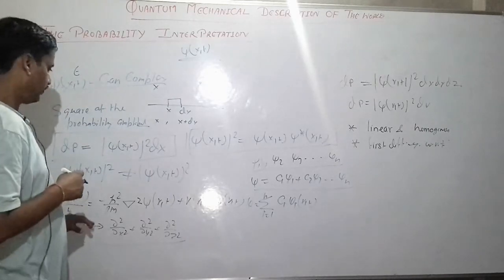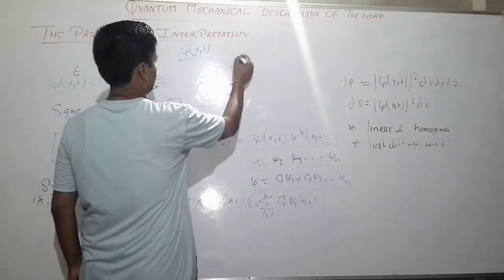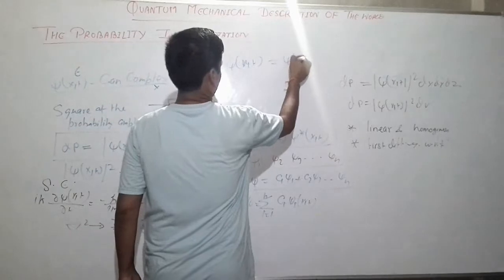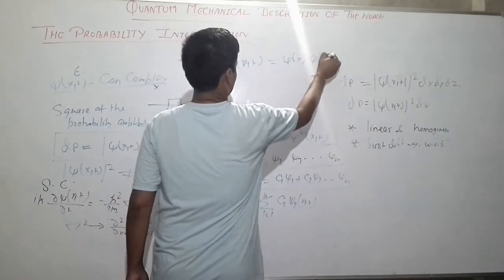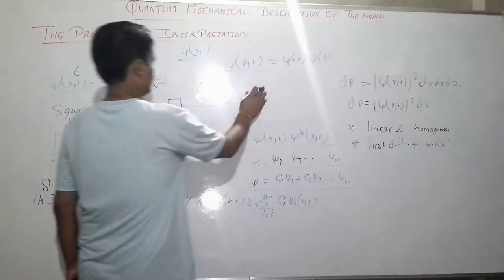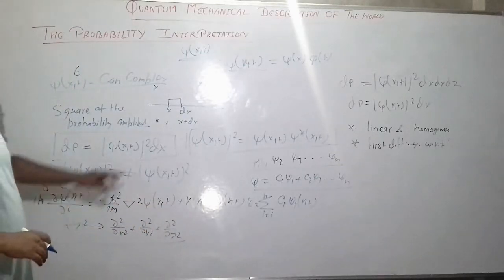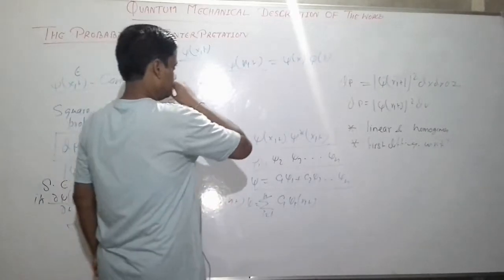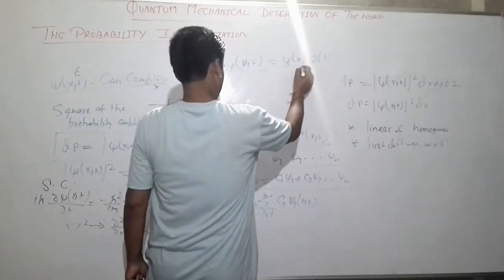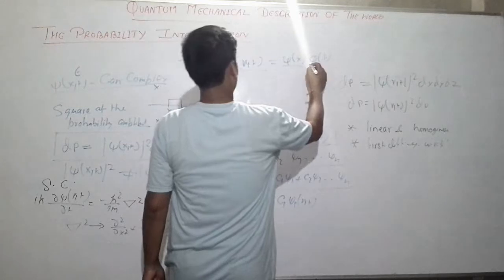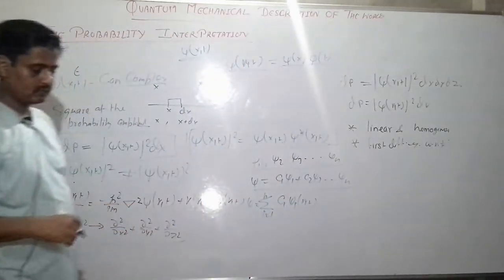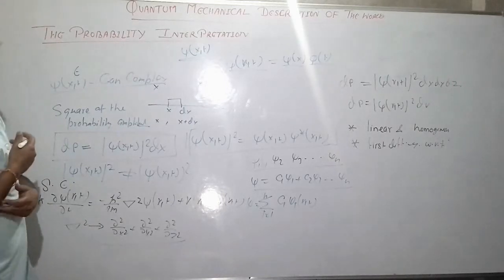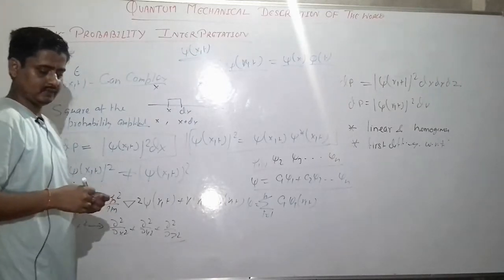And also we can write psi(x,t) equal to psi(x) phi(t). So we can separate psi(x,t) into two separate variables by separation of variables, where psi(x) only depends on x and phi only depends on t. So this is the probability interpretation of the wave function.